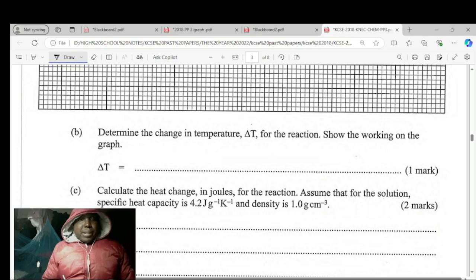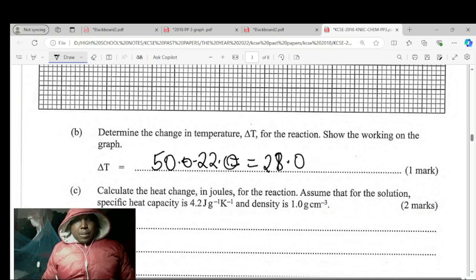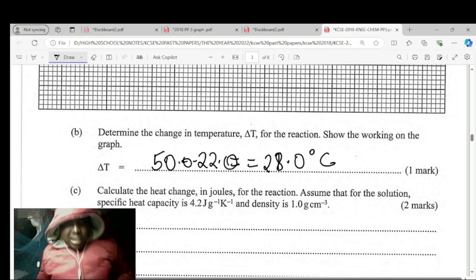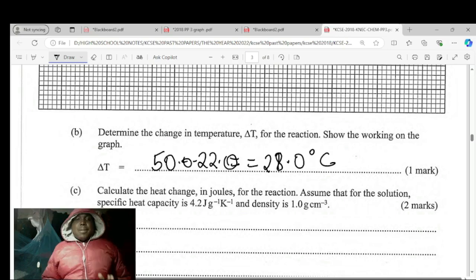So temperature change is equal to 50 minus initial, which was 22. I can use the decimal point, 50 minus 22.0, and the answer is going to be 28.0 degrees Celsius. So that is the temperature change. It is final minus initial, and our maximum temperature is 50. You have seen how I got that 50.